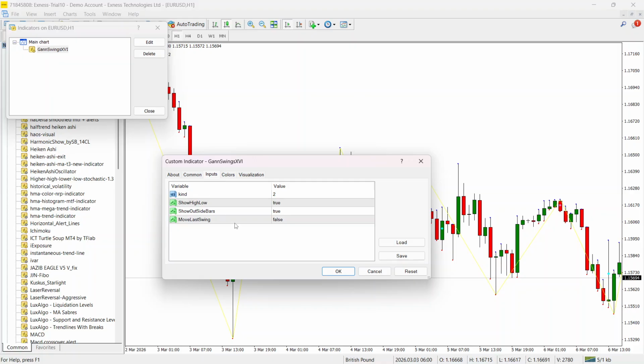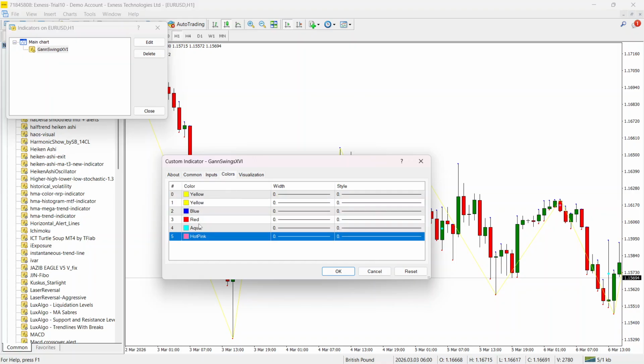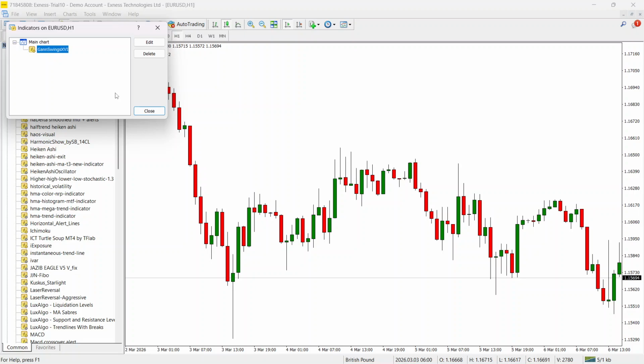Once plotted, swings can be used to assess trend direction, measure swing length for momentum, confirm breakouts, and set logical stop and target levels. You can also adjust the color of the lines and the dots in the indicator.